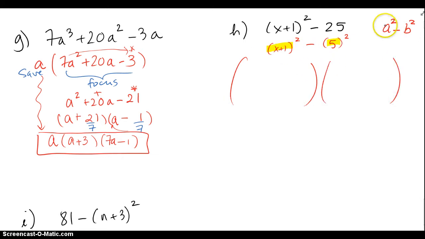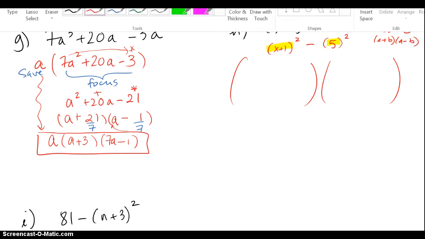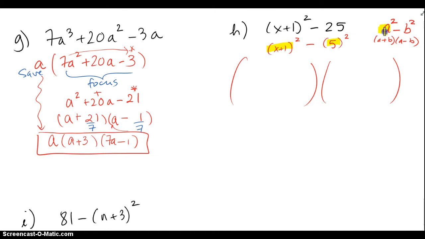So normally we would say a plus b in one of them, a minus b in the other one. We would just look at the bases and yank out the bases and put one of each in the two binomials. I'm going to do the same thing here. I'm going to yank out the bases, x plus 1 and x plus 1, and put one of each in the parentheses. Then I'm going to yank out the 5 and put one of each in the second spots, and that's a plus and a minus. So a plus b, a minus b.